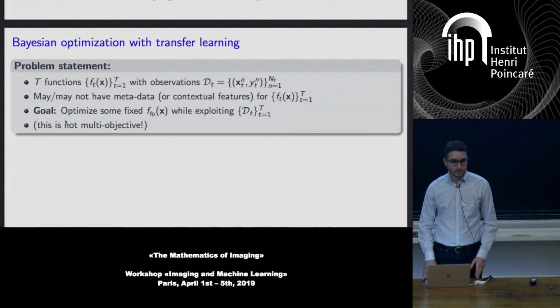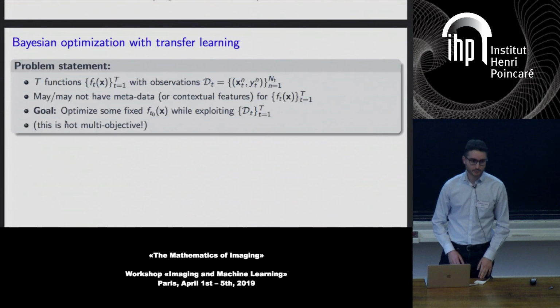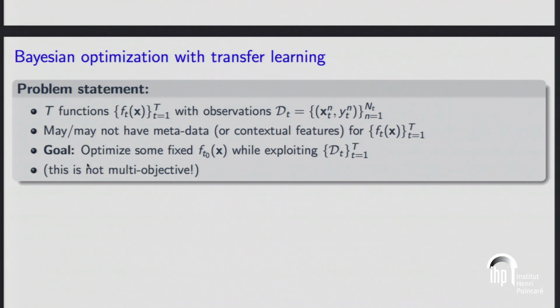But the goal of this work is actually to take this Bayesian optimization approach to a transfer learning setting. So we do not only look at one given black box, but we have a set of different black boxes, t different functions. And for each one of these functions, we have already run some hyperparameter tuning. So we have already collected pairs of hyperparameters and performance, x_t, y_t, for each one of those.